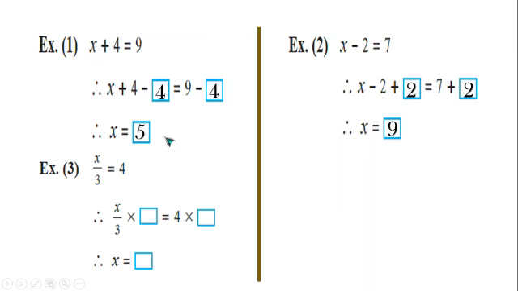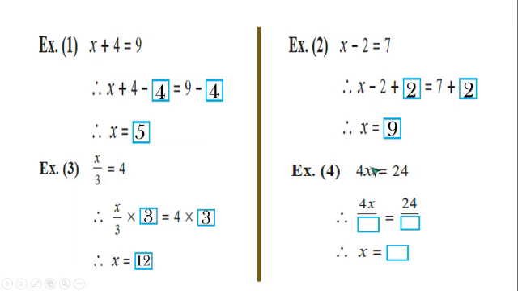The third example, x upon 3 is equal to 4. I need to remove the value from the denominator. To remove the value from the denominator, I am going to multiply both the sides with 3. In this way, 3 and 3 get cancelled and 4 into 3 becomes 12. So x is equal to 12 is the answer.